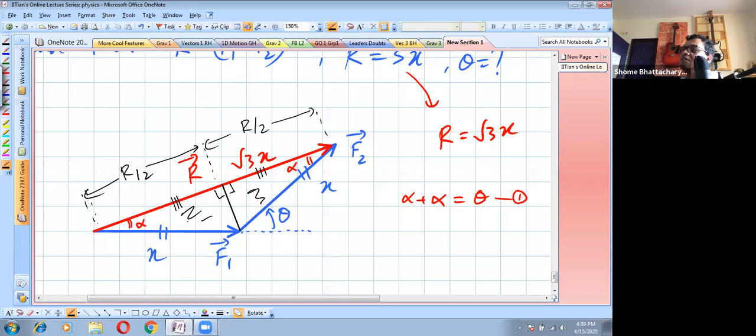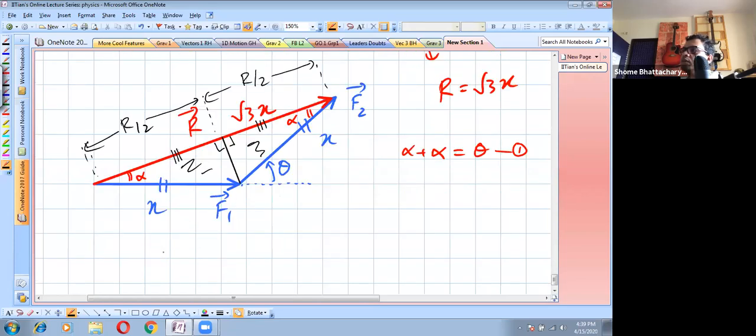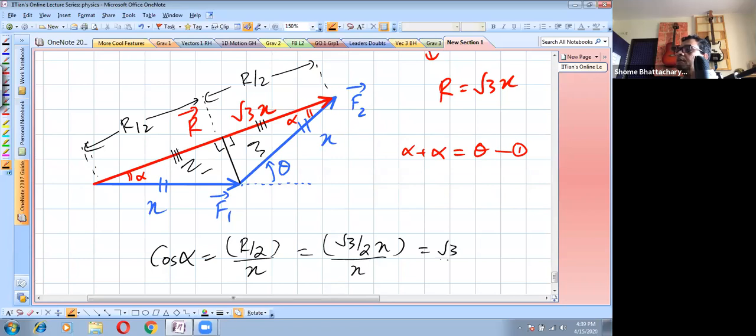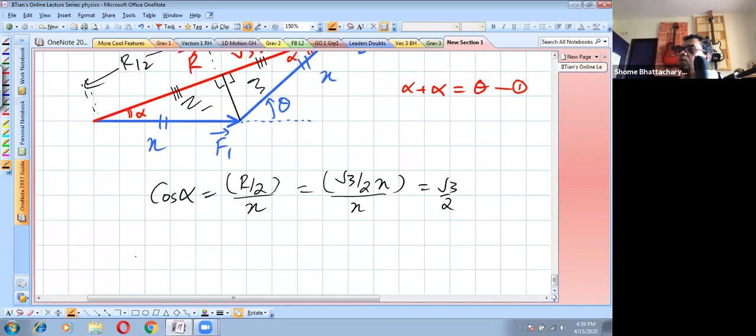So now if you just concentrate on this triangle alone, in either of the two triangles, what is cos alpha? Cos alpha is base upon hypotenuse. The base is r by 2, and the hypotenuse is x for each of them. So r by 2 is actually root 3 by 2x, and the hypotenuse is x. So cos alpha is root 3 by 2. If cos alpha is root 3 by 2, what does that mean about alpha? It means that alpha is equal to 30 degrees.